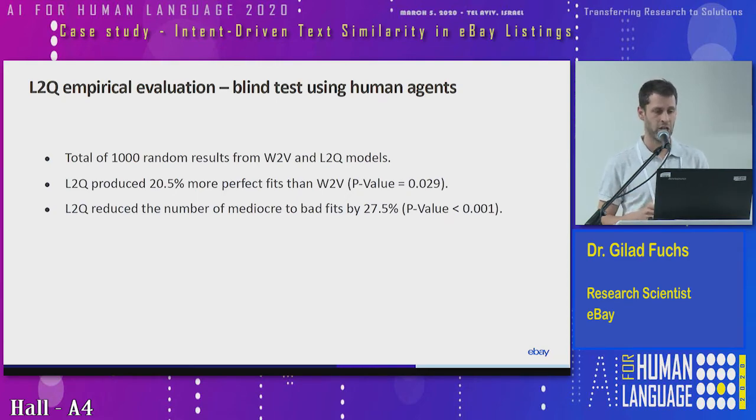We used, again, human agents, gave them examples of similar items from the different models, asked them to rank how similar each title is between 1 and 4. And we indeed saw that the smart average together with the listing to query weights gave 20% more perfect fits than the regular word-to-vec, and also reduced the bad fits by 30%.